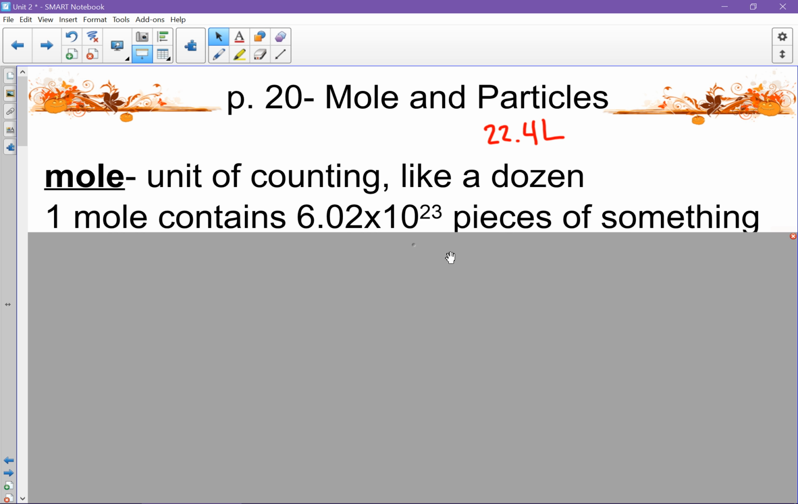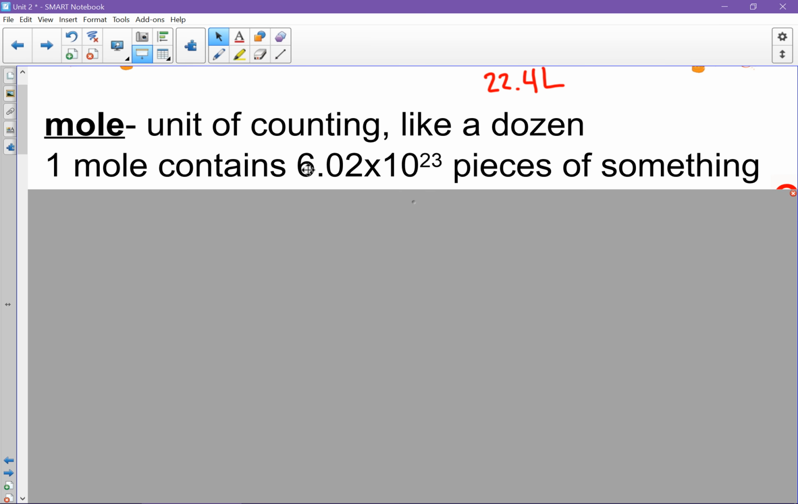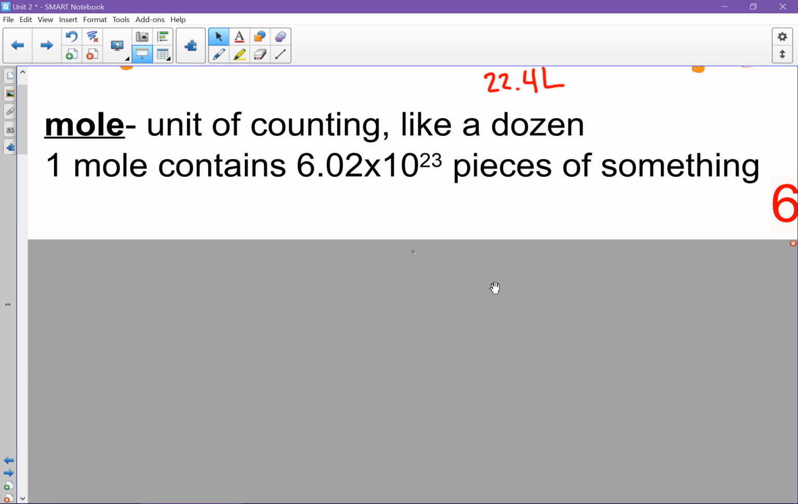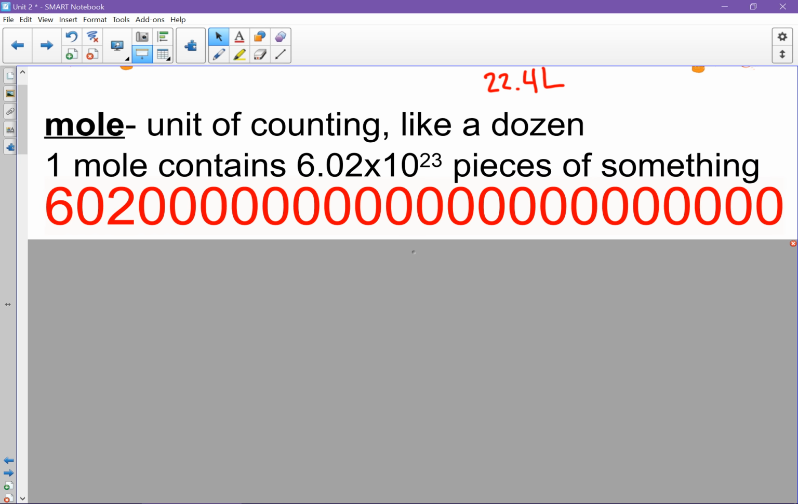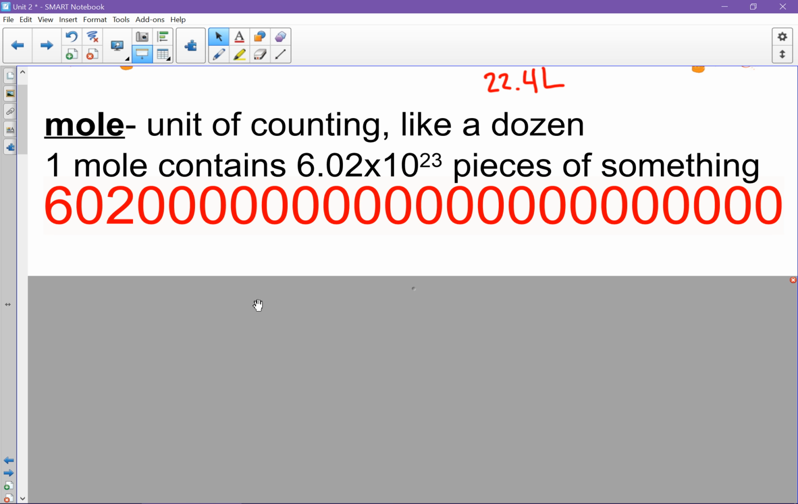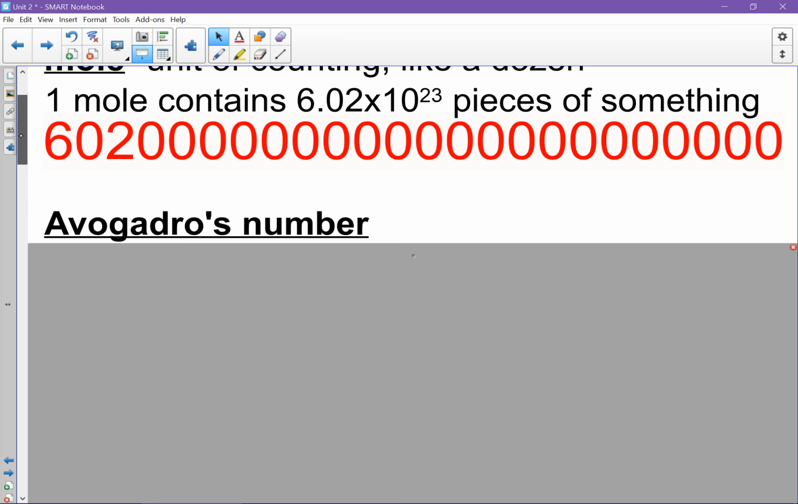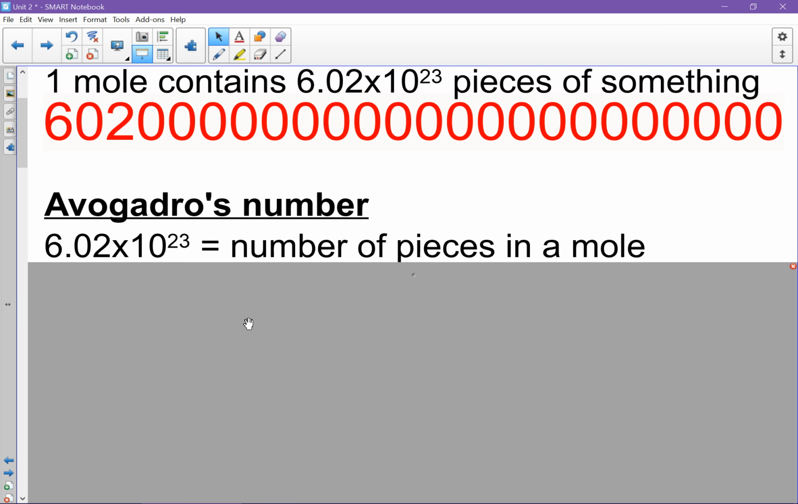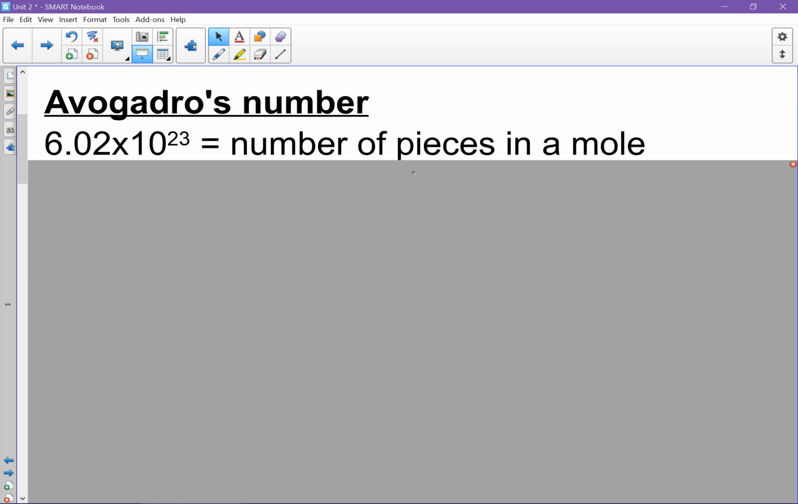The number of things in a mole is 6.02 times 10 to the 23rd. This is why we were working on scientific notation, so that you can use it for your moles. If I asked you for a mole of something, you would bring me this many of it, way more than a dozen. That number, 6.02 times 10 to the 23rd, is called Avogadro's number. So the number of things in a mole is Avogadro's number, 6.02 times 10 to the 23rd things or pieces in a mole.